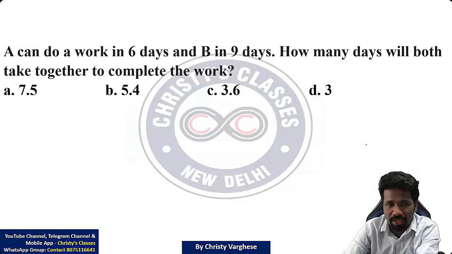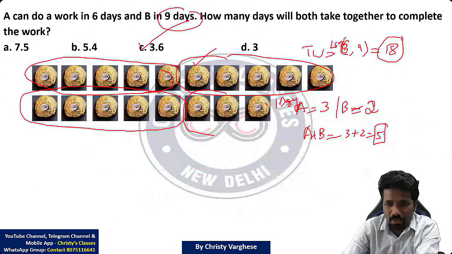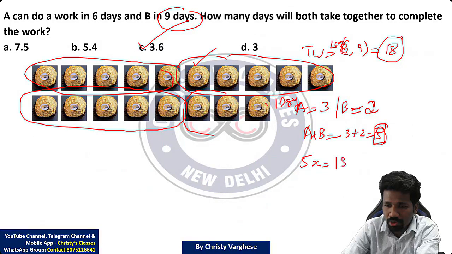Or finally, if you want to take the help of math, you can say 5 chocolates per day. Let x be the number of days. So 5 into x should be equal to 18. So x is equal to 18/5. Doing it this way also gives 3.6.